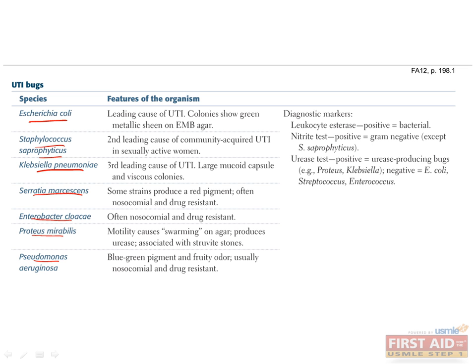Sometimes knowing the patient's history can help you narrow down what kind of UTI bug they have. For example, Serratia, Enterobacter, and Pseudomonas are all commonly nosocomial, so a patient who has recently been in the hospital and now has a UTI is likely to have one of these. Likewise, a patient with struvite stones who also has a UTI is likely to be infected with Proteus.